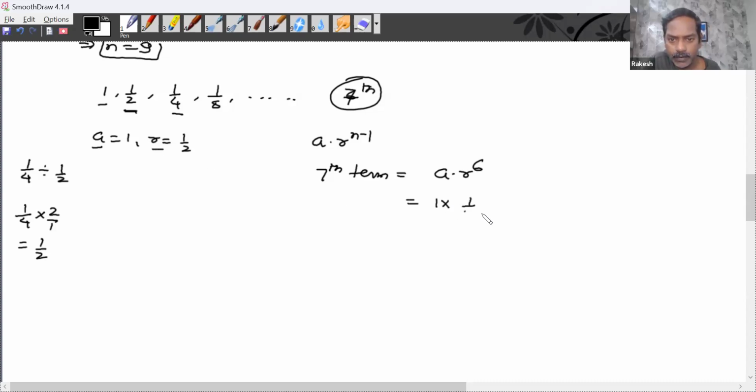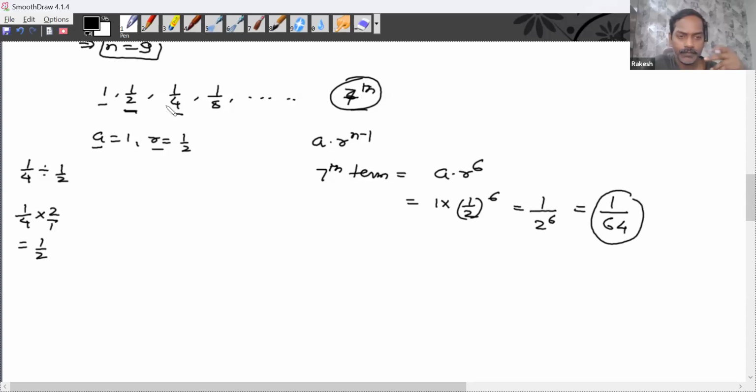So it will be 1 into 1 by 2 whole to the power 6, or 1 divided by 2 to the power 6. We can calculate it. So it will be 1 over 2 to the power 6. How much is that? It is 64, right? 2 to the power 5 is 32. So 2 to the power 6 would be 64, and the term is 1 by 64. So 1 by 64 is the seventh term of this particular series, right?